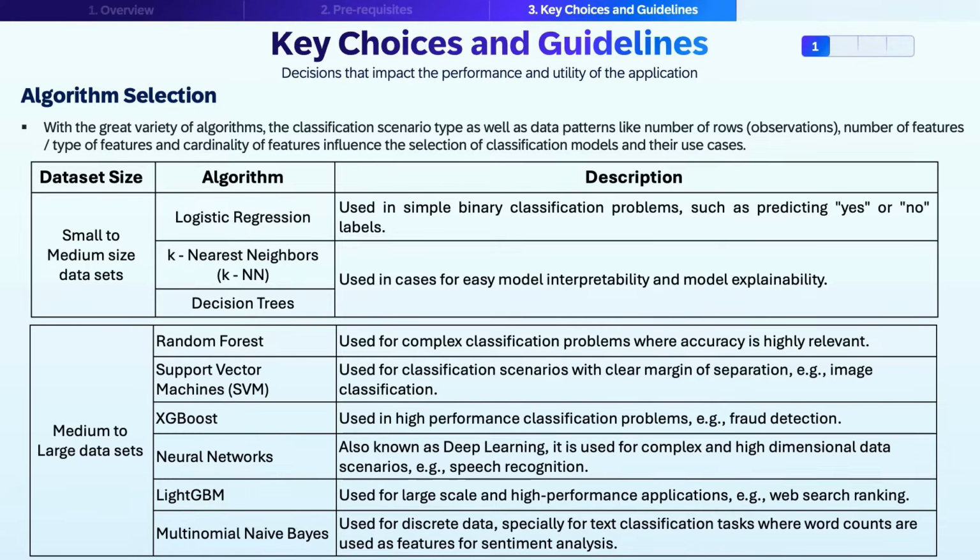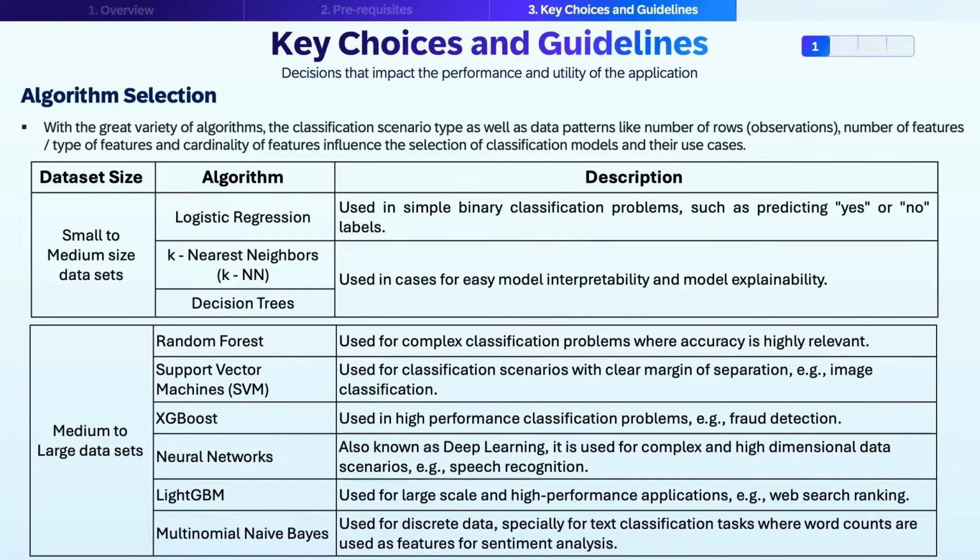Nearest neighbors and decision trees are used in cases where easy model interpretability and model explainability are needed. For medium to large data sets, random forests are used for complex classification problems where accuracy is highly relevant. Support vector machines are used for classification scenarios with a clear margin of separation, for example, image classification. XGBoost is used in high-performance classification problems, for example, fraud detection. Neural networks are used for complex and high-dimensional data scenarios, for example, speech recognition. LightGBM is used for large-scale, high-performance applications, for example, web search ranking.